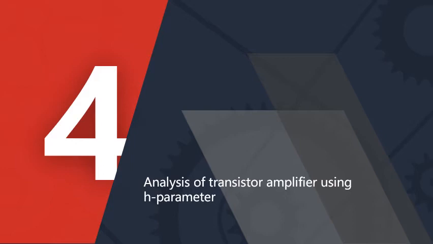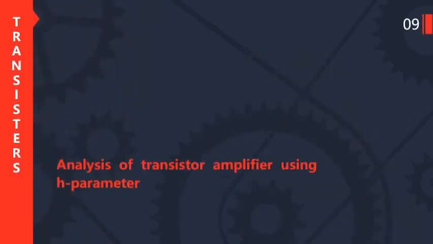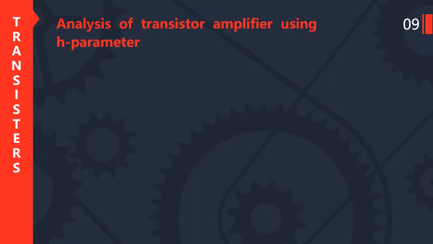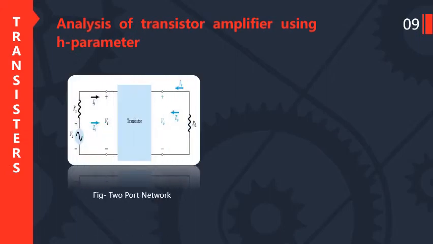The next topic is analysis of transistor amplifier using H parameter. So this is the diagram for a two-port network. If we analyze the transistor as an amplifier using H parameters, we consider a two-port network. What's the meaning of two-port network?